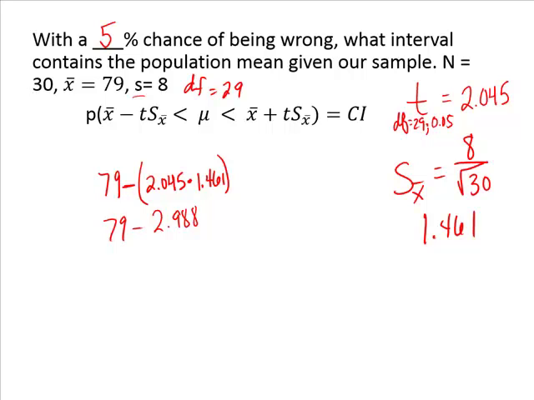So this thing that we have here, this 2.988, is going to be the same on both sides, right? The only difference is on one side we're going to subtract it from the mean, and the other side we're going to add it to the mean. So let's do the easier one first. Let's add 79 plus 2.988, which is 81.988.